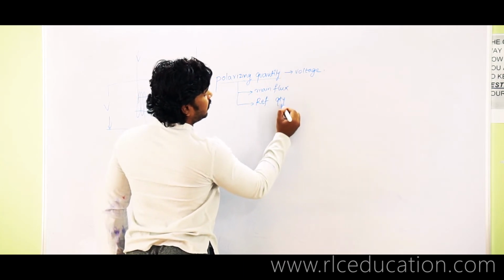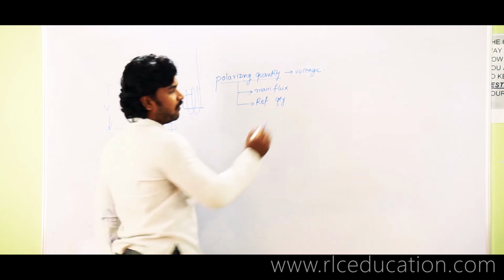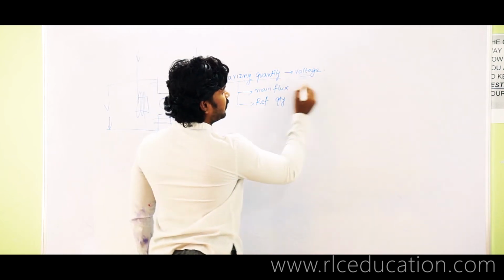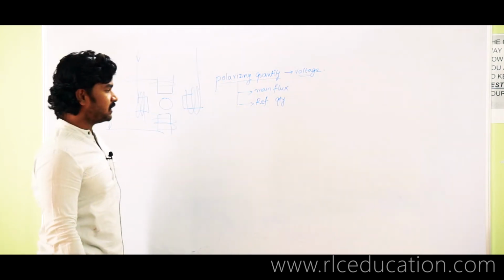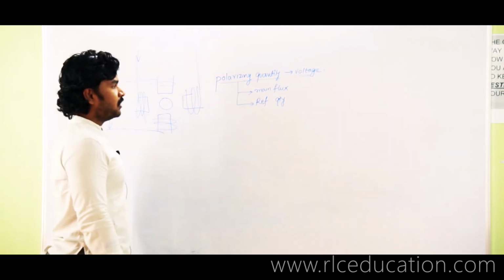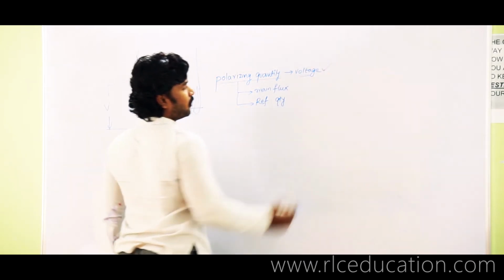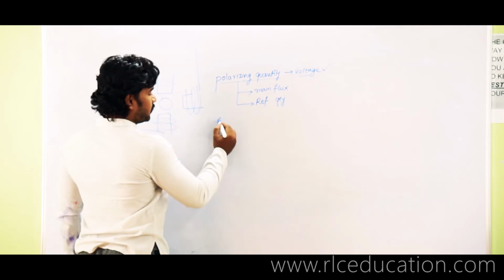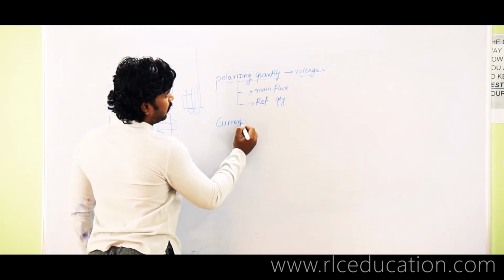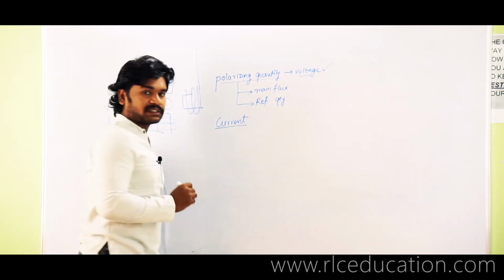Why? Because the angle remains constant. The angle of the flux produced by this voltage coil always remains constant and does not vary. Okay, so this is regarding the voltage input. The next input is the current input, isn't it? Current input will be there. So the current input is also producing some other flux.